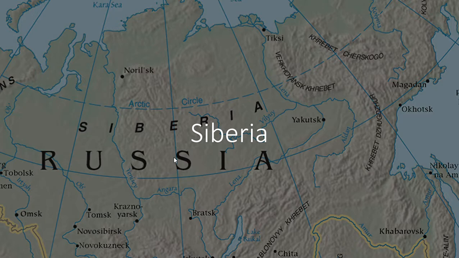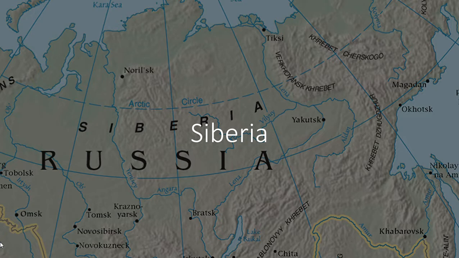Welcome back, students. It's school time once again, and we're going to cover one of the most interesting parts of Asia, one of the largest parts of Asia, in fact, called Siberia, which is all in Russia, as you can see in the background of this map.